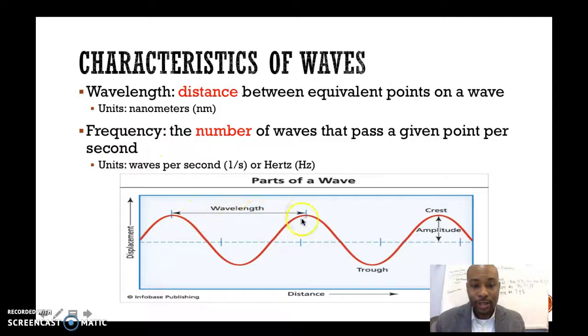So as indicated on the diagram here, the wavelength is the distance from one point of the wave to the other. And then the frequency is the number of waves that pass a given point. Okay, so it's describing essentially the speed of the wave. Okay, so we measure the speed of the wave by the frequency. We call the top of a wave the crest. We call the bottom of a wave the trough. And then the height from the crest to the center point here is referred to as the amplitude of the wave.